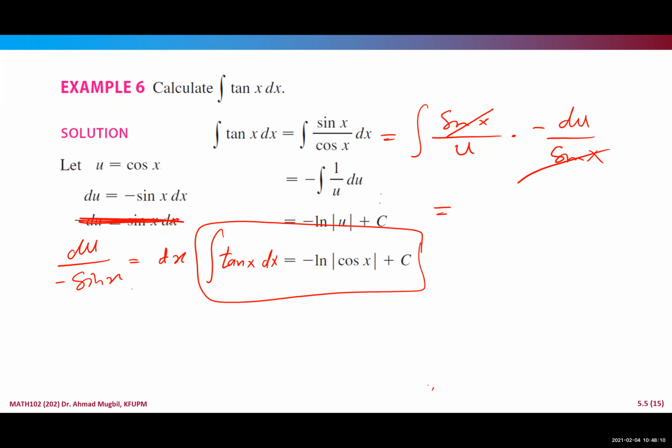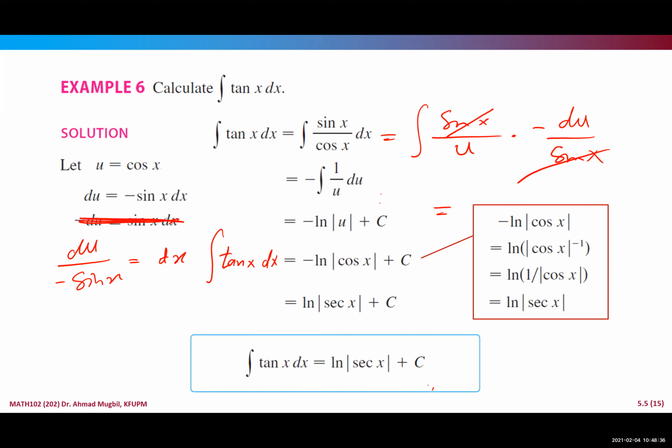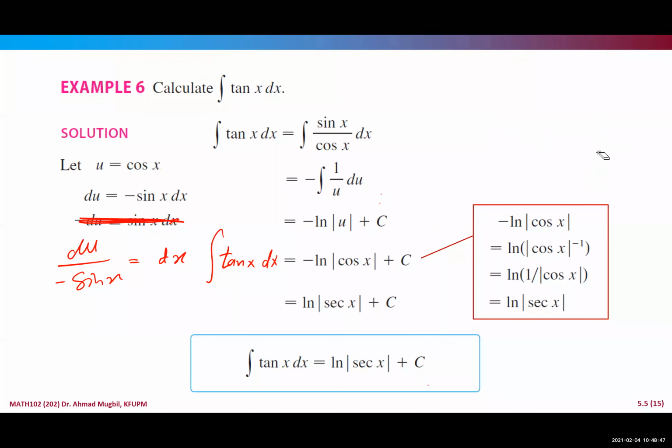So in other words, by the properties of the logarithms, if you bring this negative inside the ln, it will be this to the power negative 1, which will be 1 over cosine, which is secant. So this is the rule that we have so far. The integral of tan x equals ln the absolute value of secant x. This is a new basic integral that you need to add to your table. So please update your table and add this integral.